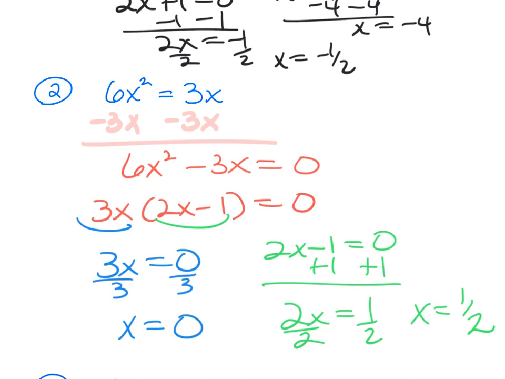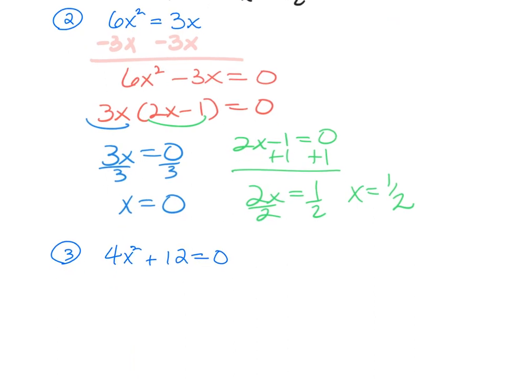Same thing on the next one. Where did the 6x go down there? Oh wait, it went to 2x. Right, I divided out the GCF. Let's see, here it is.